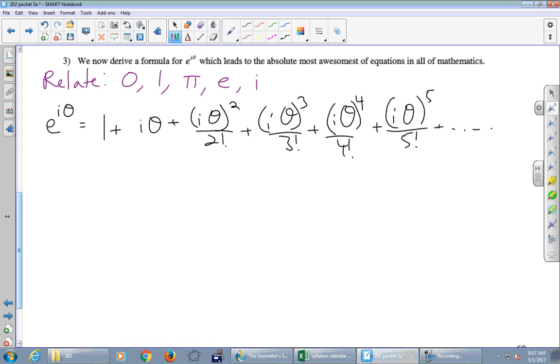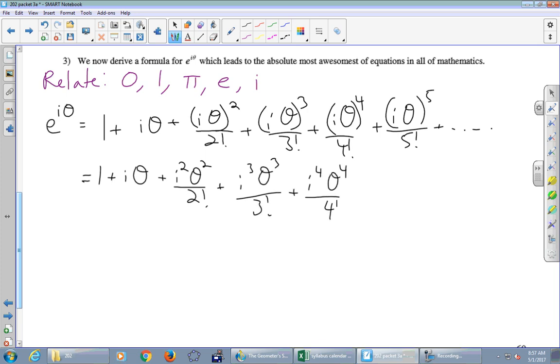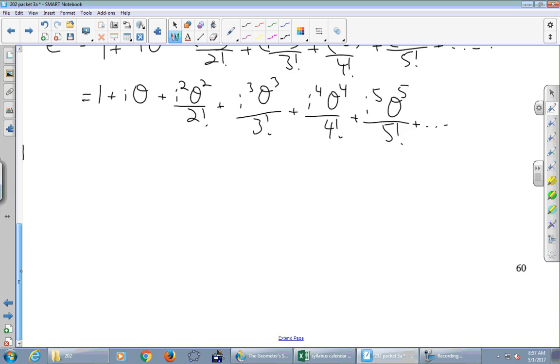Okay, now we're just going to rewrite this guy by squaring everything inside. So this is going to become an i squared theta squared. Yeah? Next one, i cubed theta cubed. Everybody see what we're doing? Okay, good there. All right, next up, we're going to clean up some of these i's here.